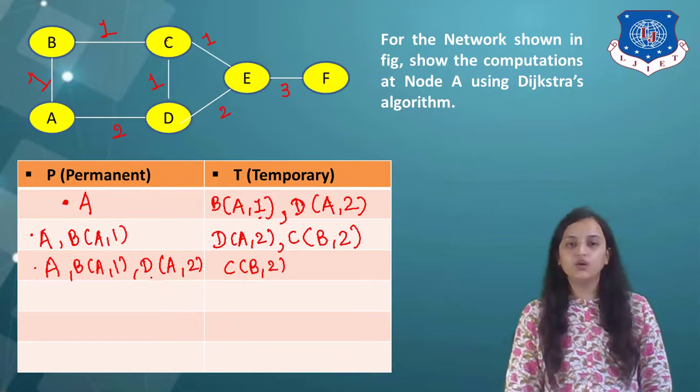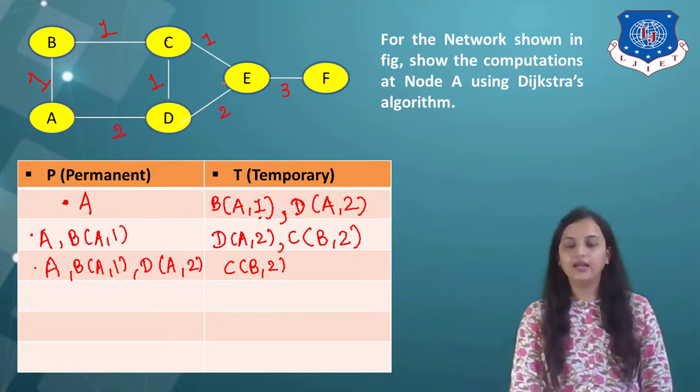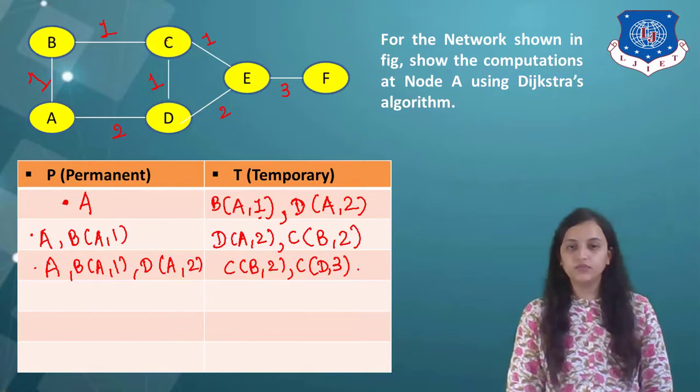Now in the permanent node, we have D. So we need to check the connections for the node D. As you can see, D is connected to C, A and E. Now A is already on the permanent side, so we need to consider only C and E. So for C, we are going from the node D and the distance is 2 plus 1, 3. So here it will be CD3. Okay.